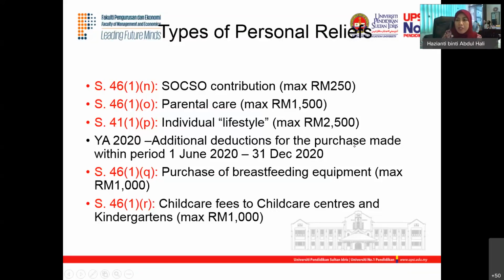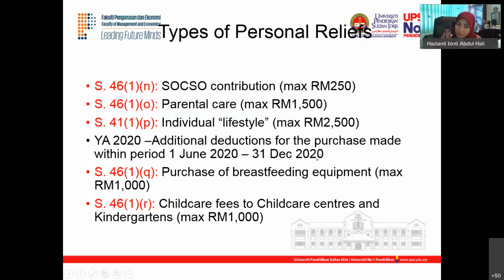There will be additional deduction of 2,500 if the purchase is made within the period 1 June 2020 until 31st December 2020. This is during the period of PDPR tu. So most of parents, dia perlukan komputer, perlukan tablet untuk anak dia belajar daripada rumah. So the government allows for additional 2,500. So for year of assessment 2020, lifestyle ni up to 5,000 ringgit. Only for 2020. 2021 ni kita belum tahu lagi lah. This is for 2020.